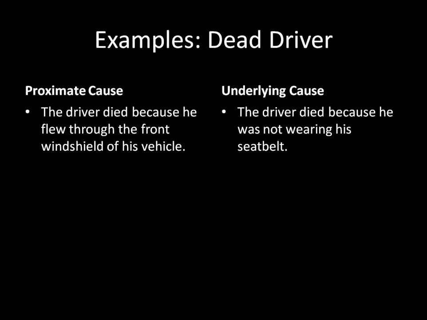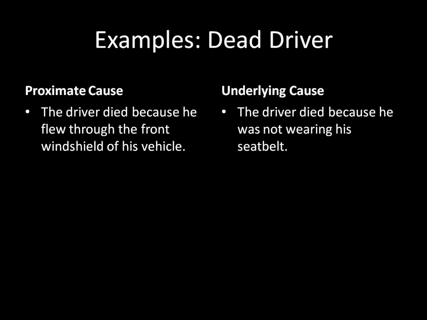If the driver had been wearing his seatbelt, he would not have died. He would not have flown through the windshield. He would not have died. So that is true. The cause of his death was the fact that he wasn't wearing a seatbelt. It's also true, though, that he died because he flew through the windshield. Had he not flown through the windshield, he wouldn't have died. Also, had he not been in an accident, he wouldn't have died. So all of these things caused his death.